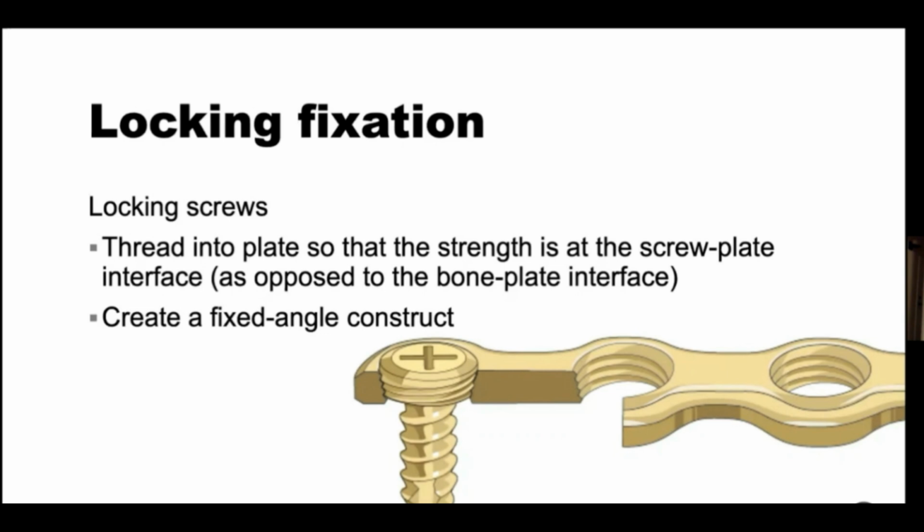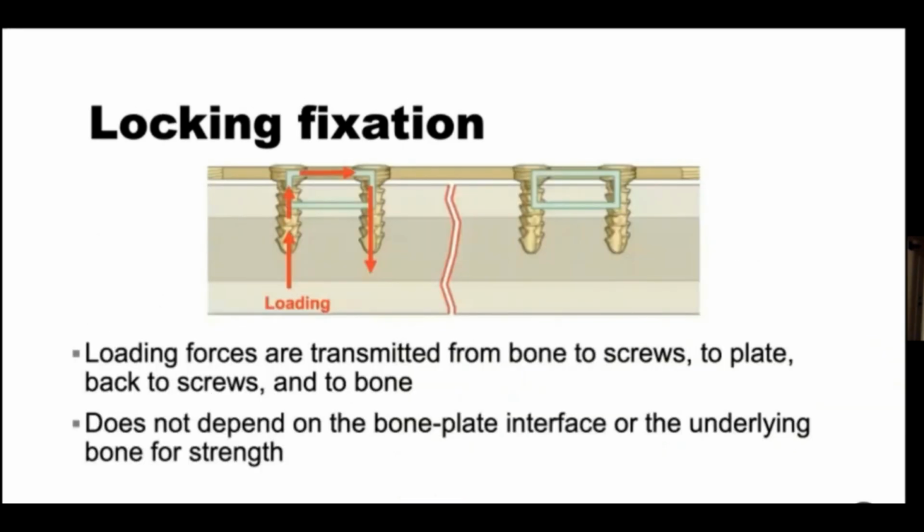So like this would be 90 degrees. And depending on how the plate is machined, it could be different angles. And if you're off angle or off axis, then that means that the screw head is cross-threaded in, and obviously that's not advantageous, right? So the idea is that the screw threads into the plate, and that gives you this fixed angle construct.